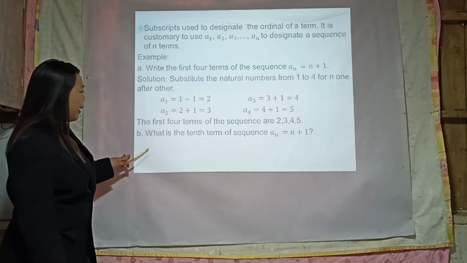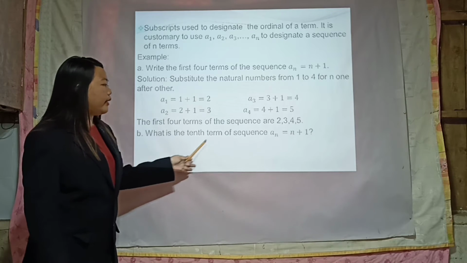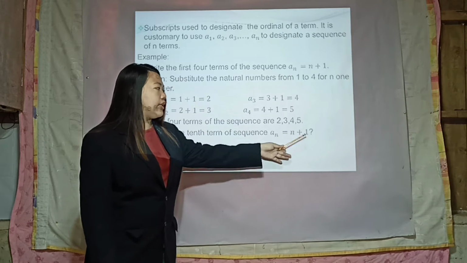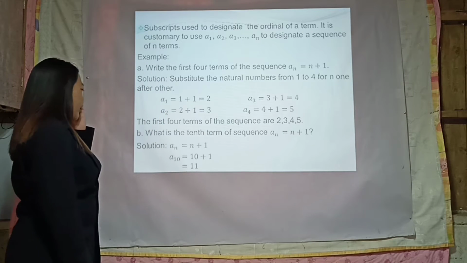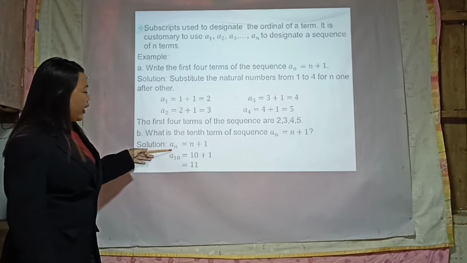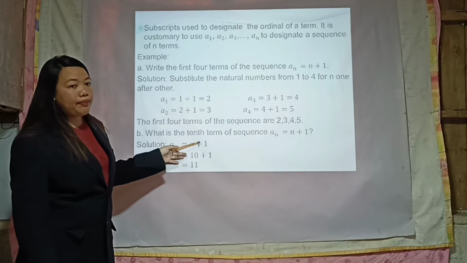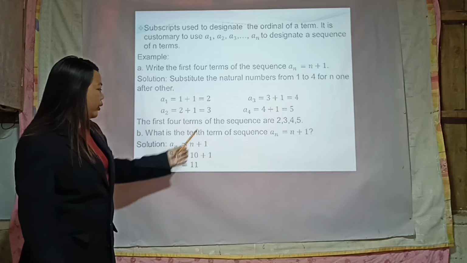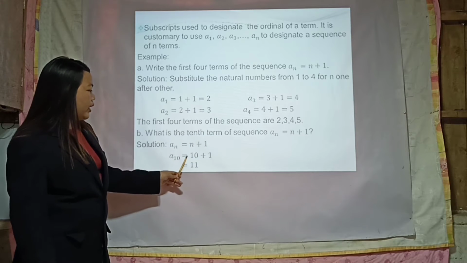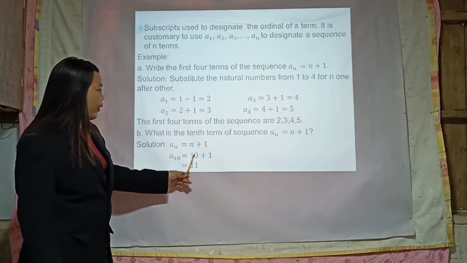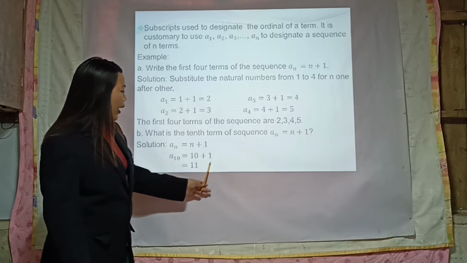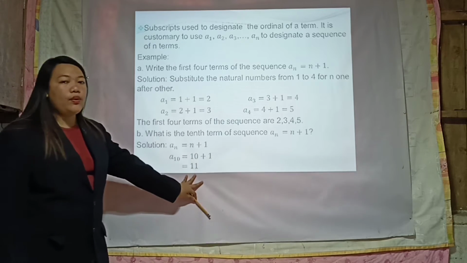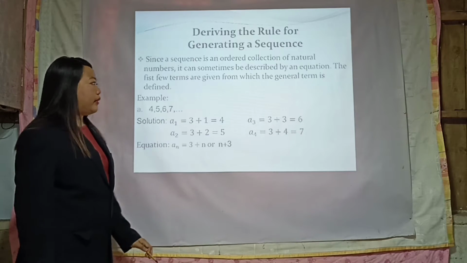So, next example. What is the 10th term of the sequence a sub n is equal to n plus 1? Solution: a sub n is equal to n plus 1, where n is the 10th term. So, a sub 10 is equal to 10, since n is equal to 10, plus 1, which is equal to 11. 10 plus 1 is equal to 11.